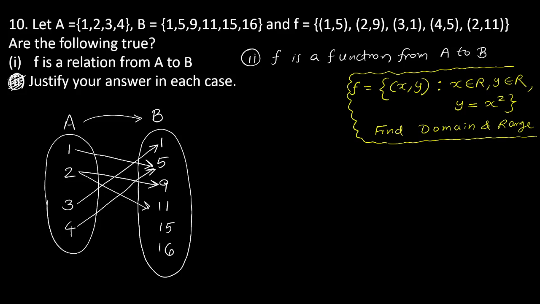Yes. So what we have done, we are relating. Understood? We are actually relating the elements of A with the elements of B. So clearly it is a relation. It is a relation. Because we are just relating the elements of the first set with the elements of the second set. So it is a relation from A to B. There is no doubt in that.